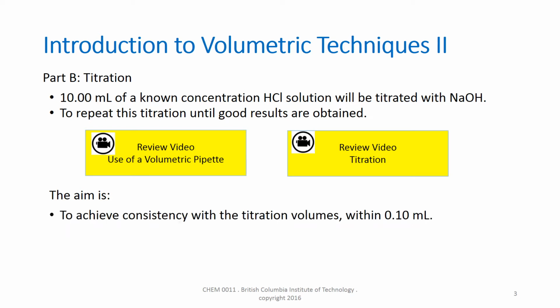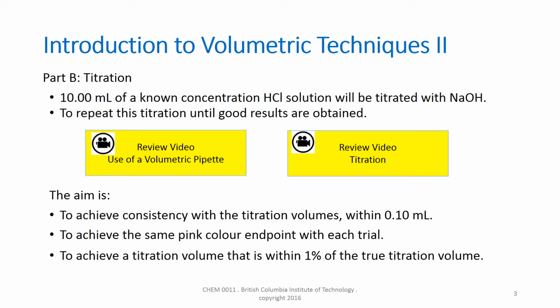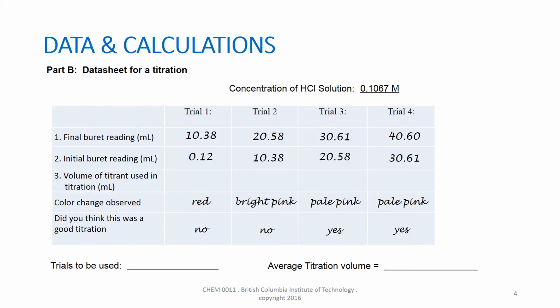The aim is to achieve titration volumes to within 0.1 milliliter of each other, to achieve consistent light pink endpoints with each trial, and to achieve a titration volume that is within 1% of the true titration volume. This is an example of what the raw data may look like.